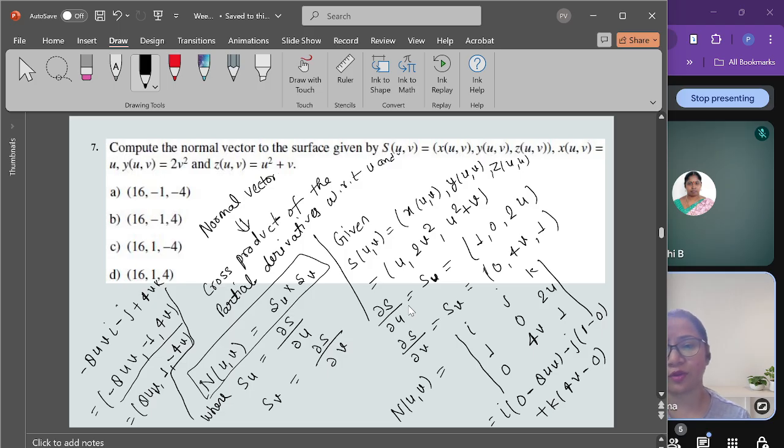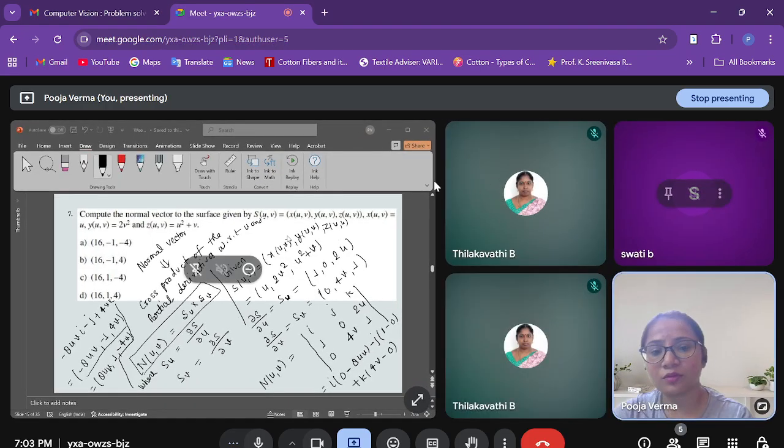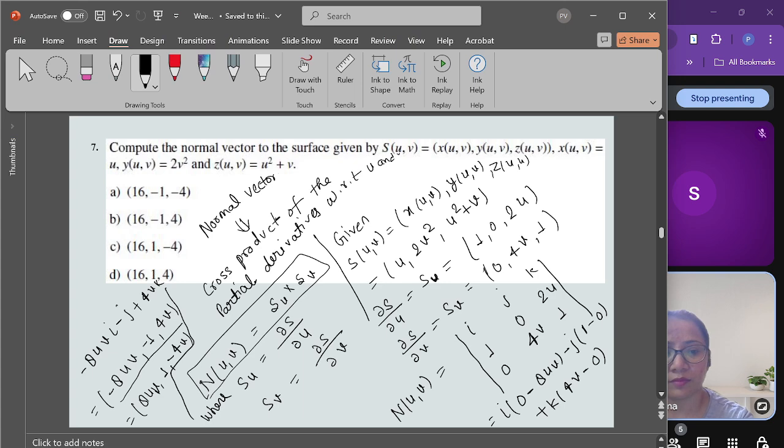Yes, correct. You have said that if we take u is equal to 1, v is equal to 2, then we will get the answer. So let's put in those values. If you put u is equal to 2, v is equal to 1, then you will get that answer C is the correct answer for this question.